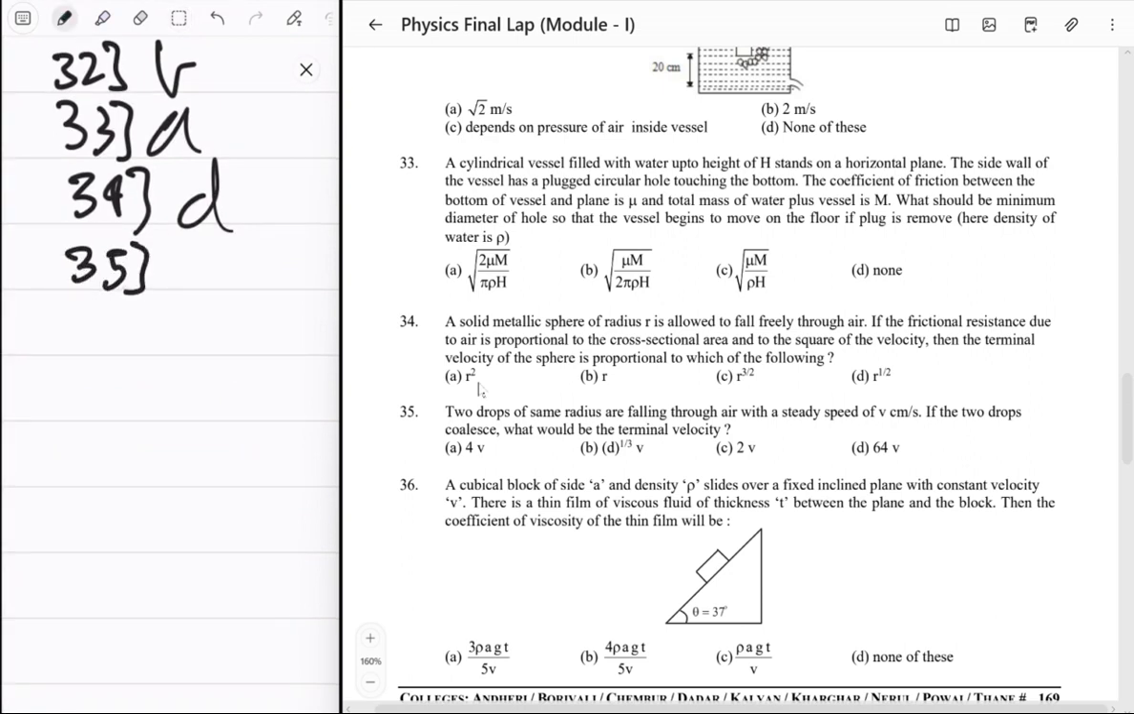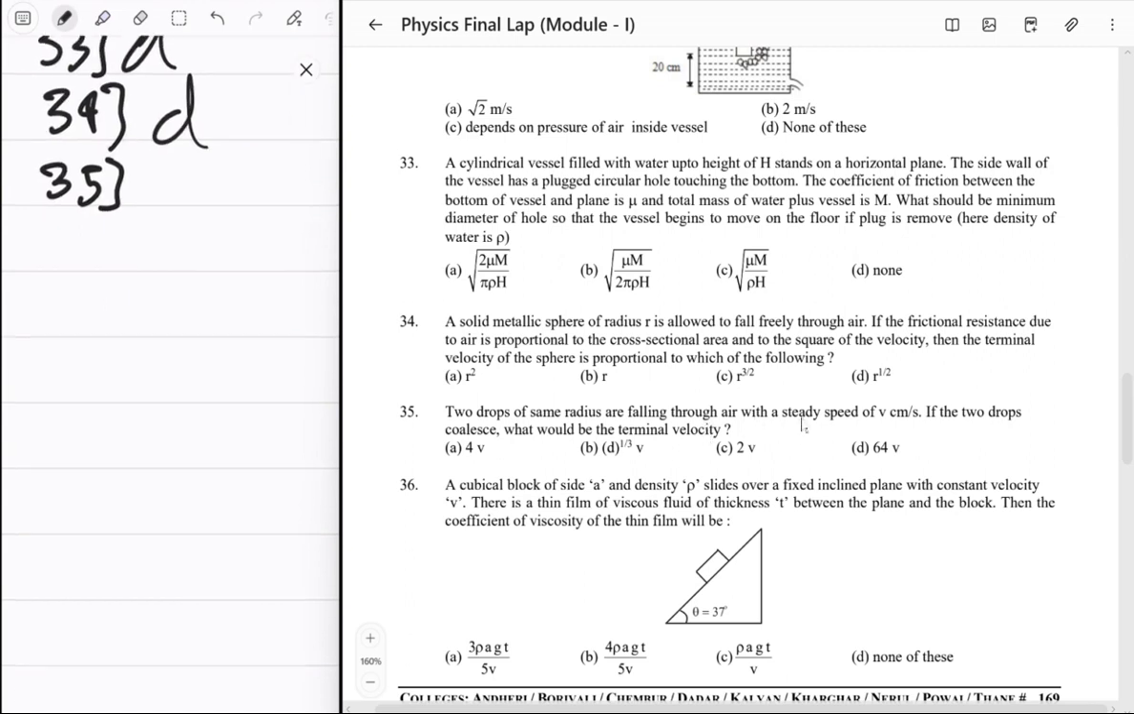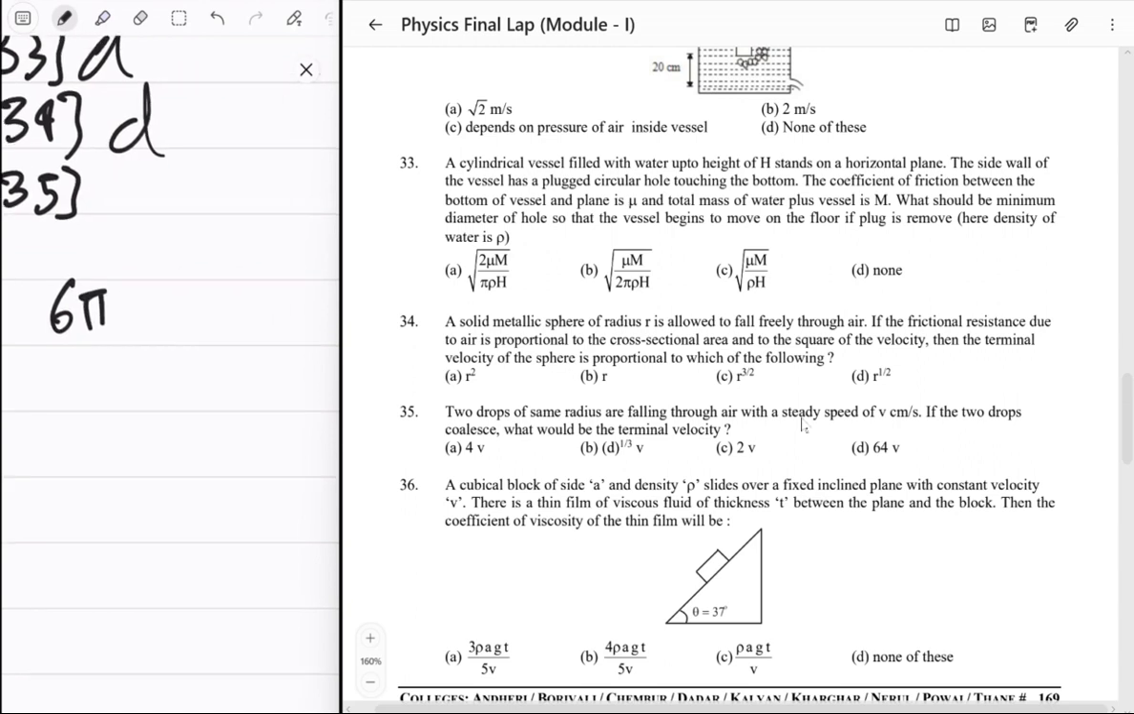Question 35. Two drops of same radius are falling through air with a steady speed. If the two drops coalesce, what would be the terminal velocity? Okay, let's do this. The density of both will be the same, right? So for a drop of radius r falling, what will be the condition?